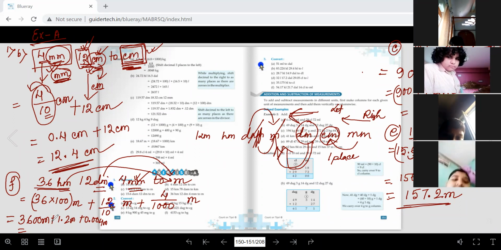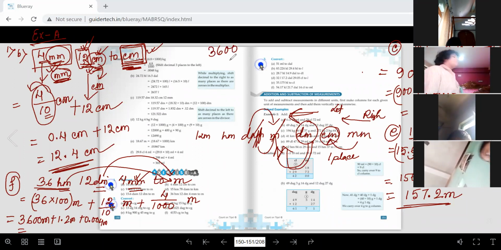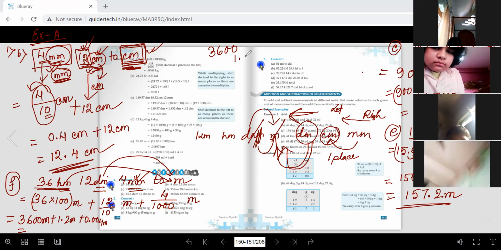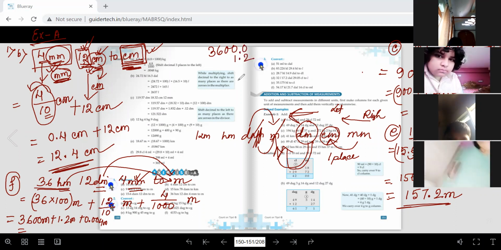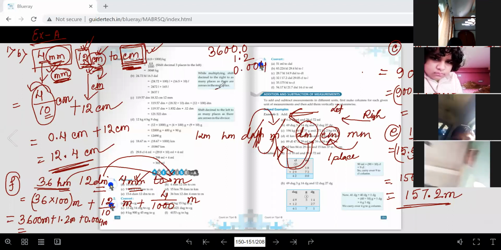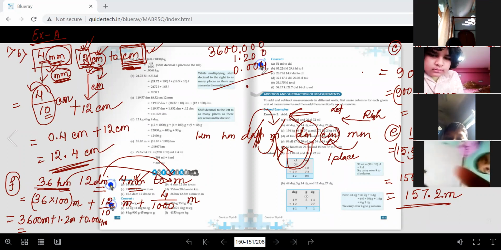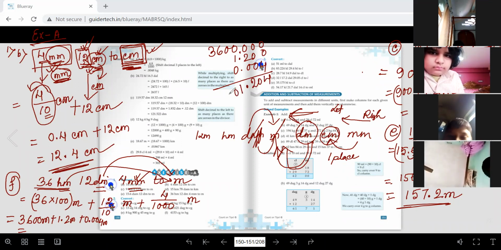Mirza, can you? Look, 3,600. Then 1.2. Here, put 0.0. Then 0.004. Now, Mirza, say. It will be this. Yes or no?